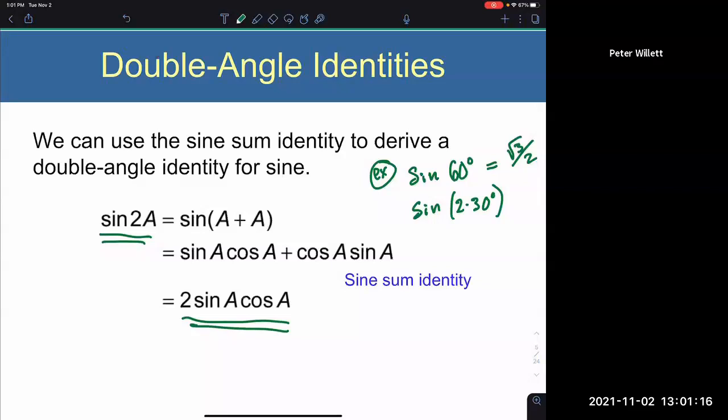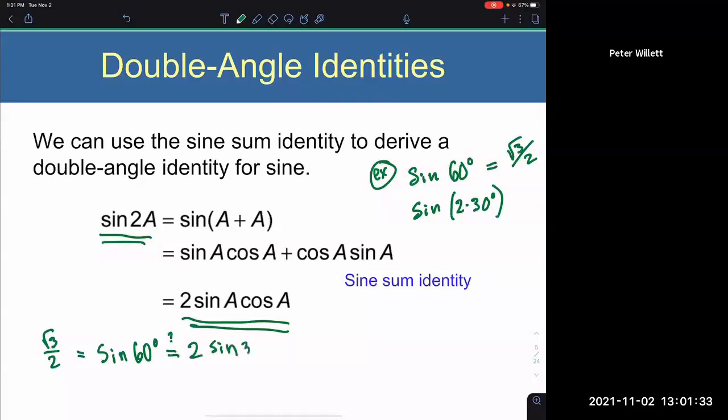So this means that sine 60 degrees, which we know should come out to be the square root of 3/2, just to check, should be equal to 2 times the sine of 30 degrees times the cosine of 30 degrees.